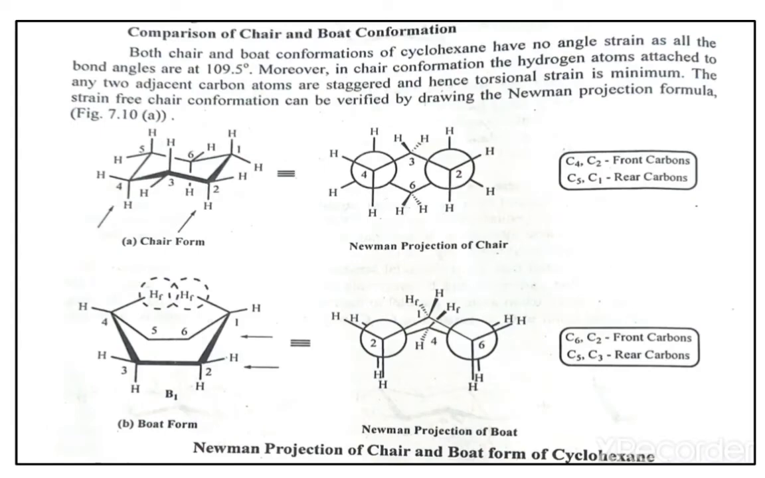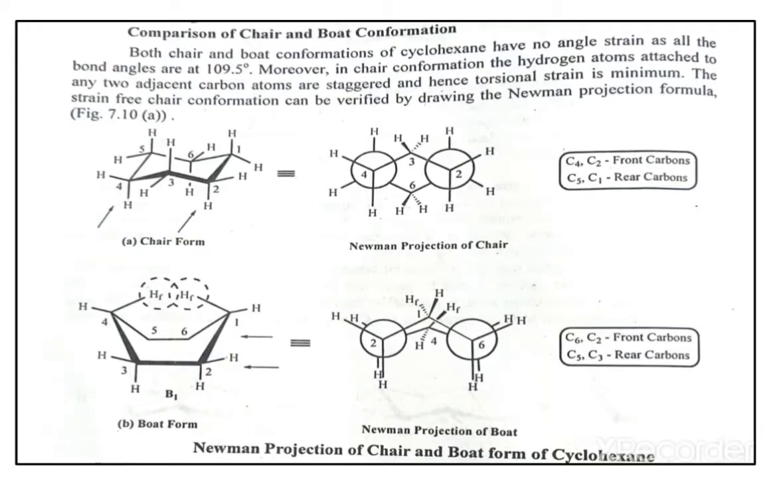Now the next is the comparison of chair and boat conformation. That means if we compare the chair and the boat form, this is a chair form and this is a boat form. In both the chair and the boat conformation of cyclohexane there is no angle strain, as all the carbon atoms are at 109.5 degrees.